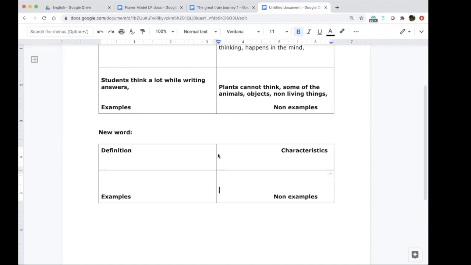Gokul? Sir, why are there non-examples and examples? It's okay to get one. Why did you put examples and non-examples, sir? Yes, very good question. So we can use the previous example. For example, we were talking about the word beard. Yes, we know what beard means. We know what the characteristics are and we know what the examples are.